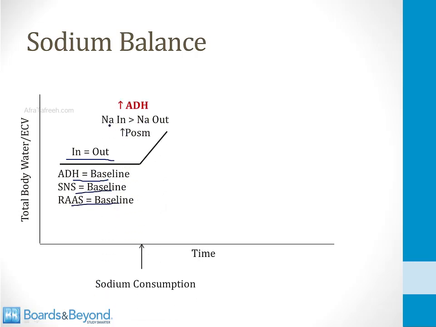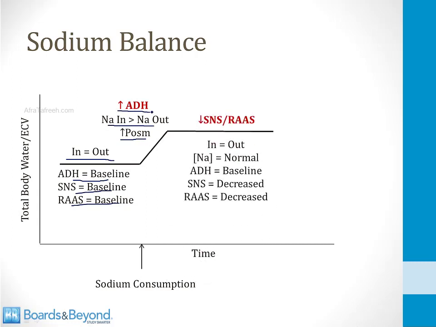This leads to a situation where sodium in is more than sodium out. This raises the plasma osmolality, and because of the higher plasma osmolality, our ADH level goes up. Because ADH goes up, we will begin to retain more free water. That will normalize the plasma sodium level and return the ADH level to baseline.